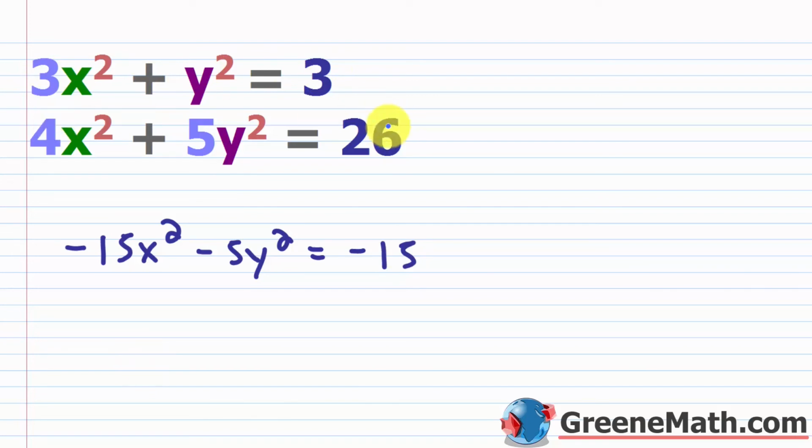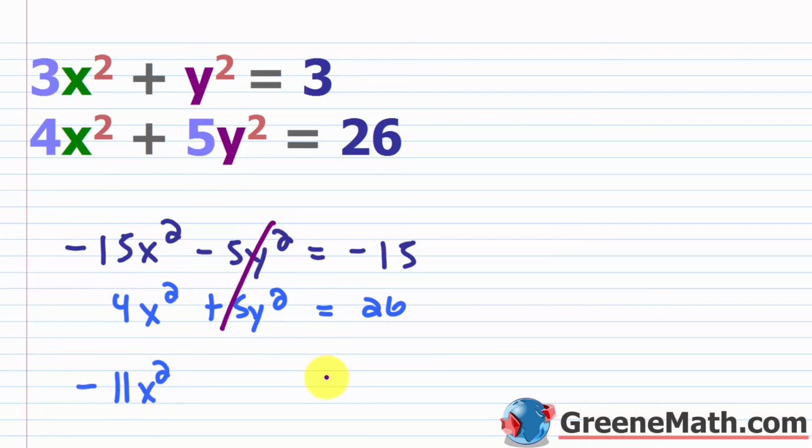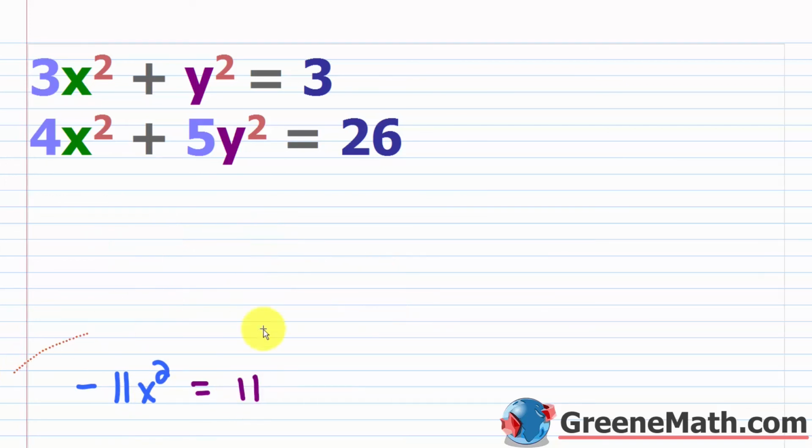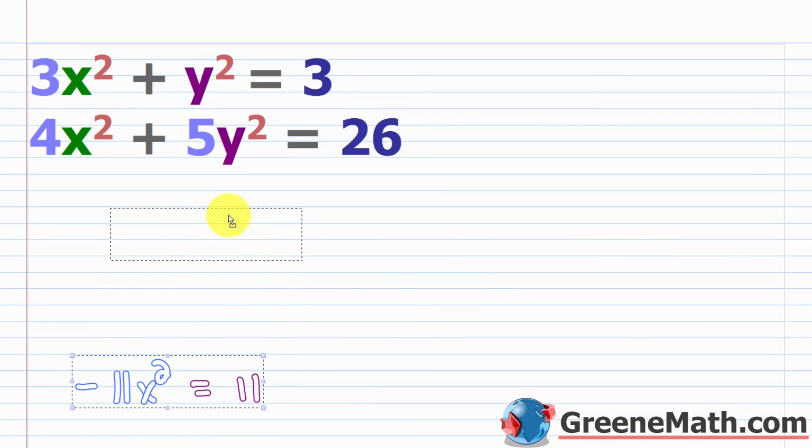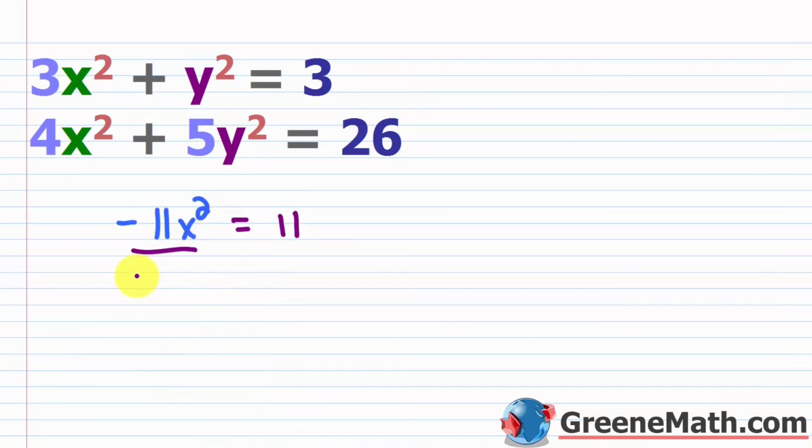So then this second equation stays the same. Let me just copy it real quick. And we're going to add these two together. And what will we get? Negative 15x squared plus 4x squared would be negative 11x squared. This would be gone. And negative 15 plus 26 is going to be 11. So let me erase this, and let's drag this up here. And let me divide both sides by negative 11. And we'll find that x squared is equal to negative 1.